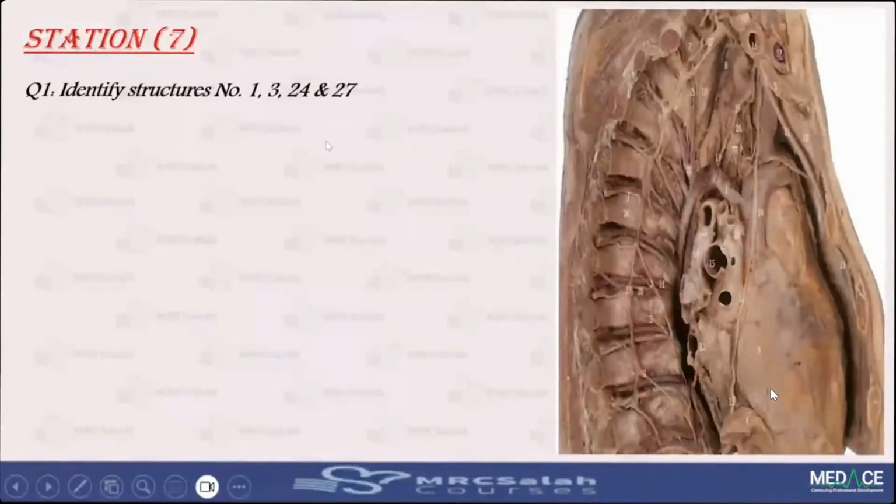Please, Dr. Bayezid, would you identify the structures? Number one is the azygos vein. Number three would be the sympathetic trunk. Number 24 is the superior vena cava. Number three is the branch of the sympathetic trunk, and number 27 is the sympathetic trunk with ganglion.